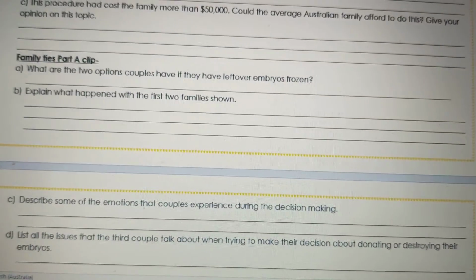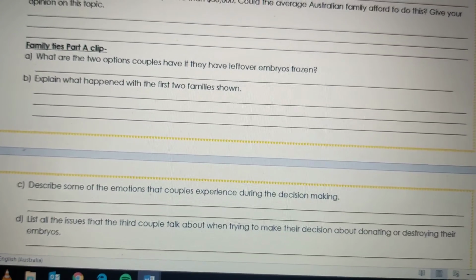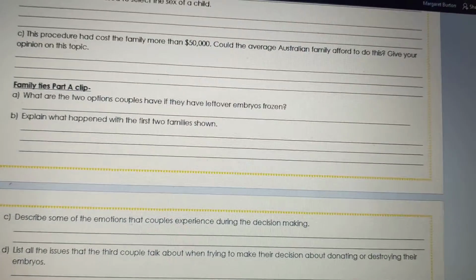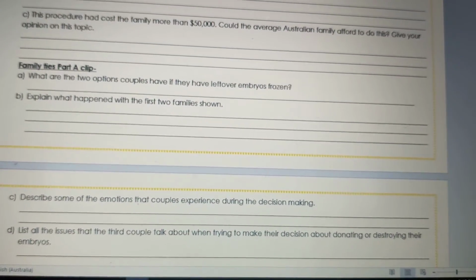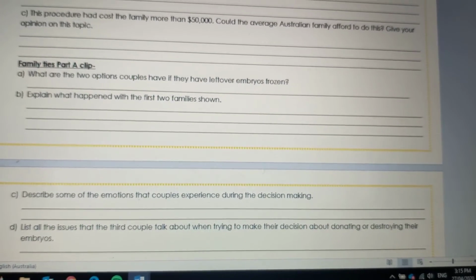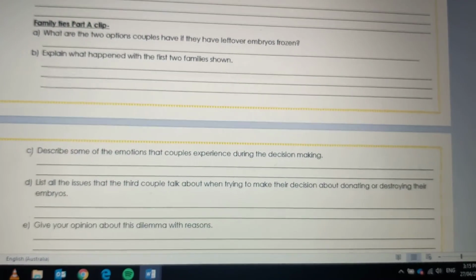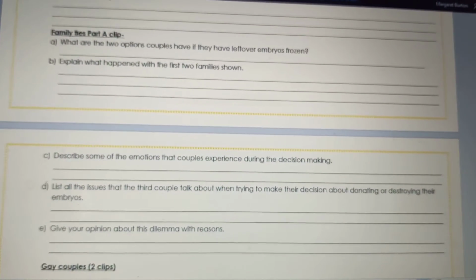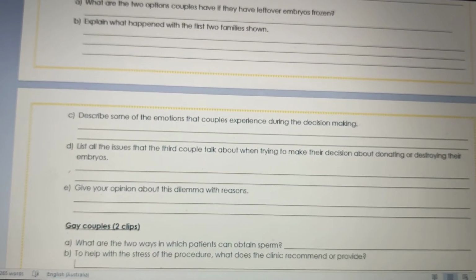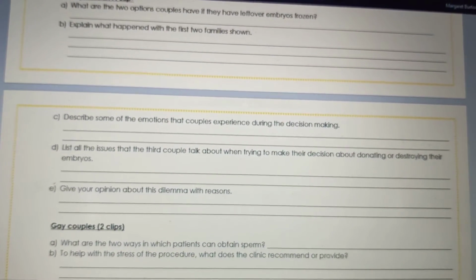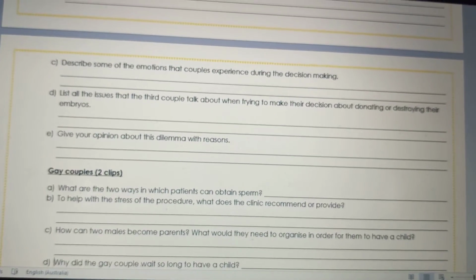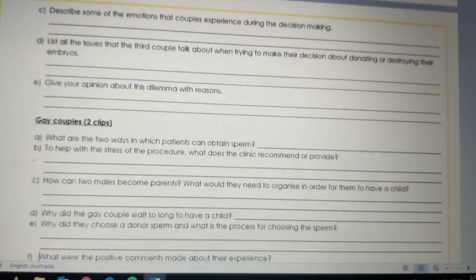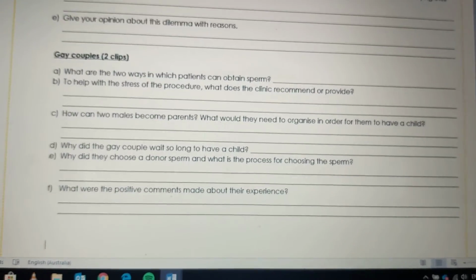The Family Ties Part A clip looks at some other dilemmas. So what are the 2 options couples have if they have leftover embryos frozen? What happened with the first 2 families shown? What were the issues that came up there? Describe some of the emotions that these families had to go through. List all the issues that a third couple talk about when trying to make their decision about donating or destroying their extra embryos. Give your opinion about this dilemma and some reasons for your opinion.